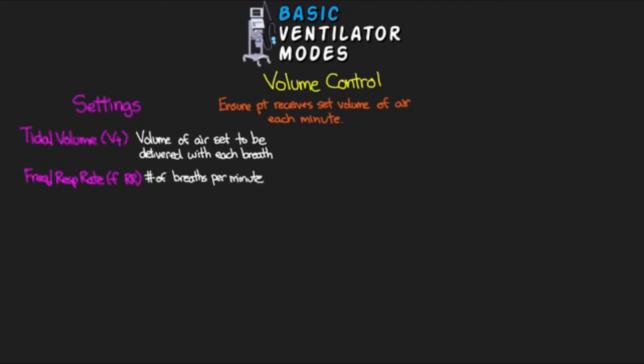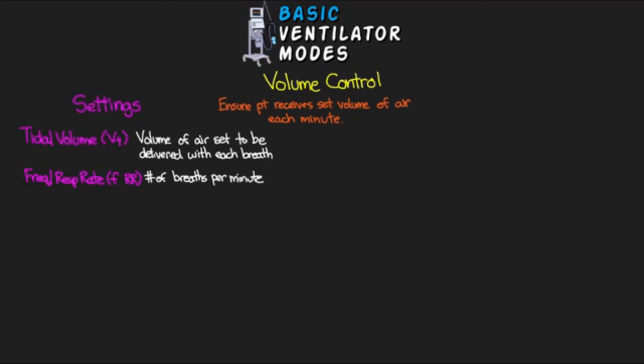Now, it's important to understand how this works and how this triggers a breath to be given. It will actually take the respiratory rate that you set and divide that into 60 to figure out the amount of time that we should have between each individual breath. We'll talk about it more in a minute, but when that amount of time has elapsed, it triggers another breath to be given.